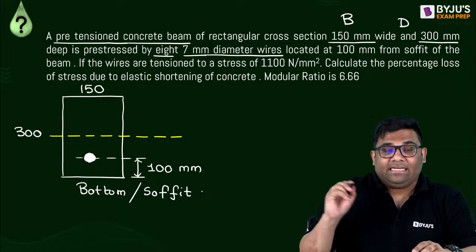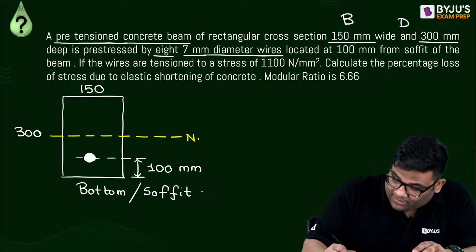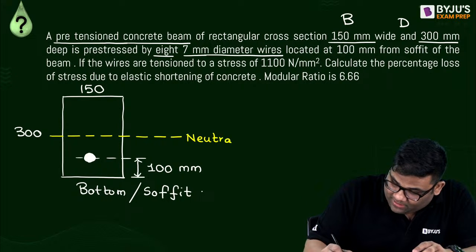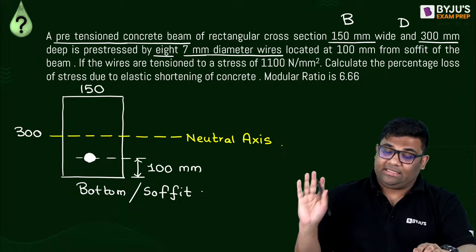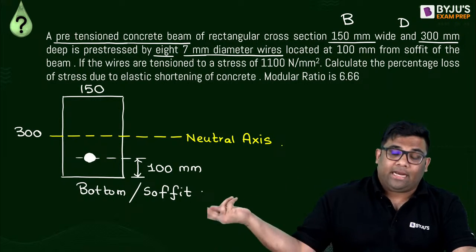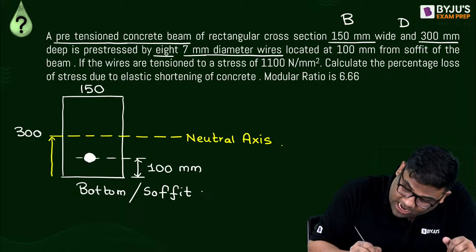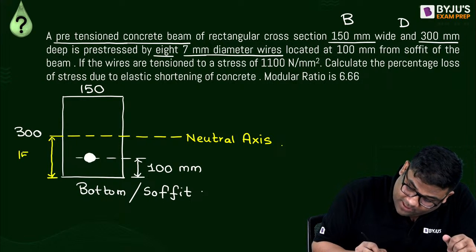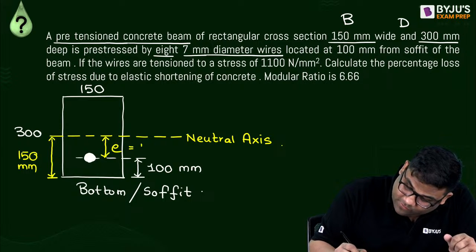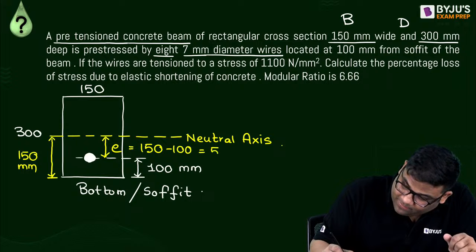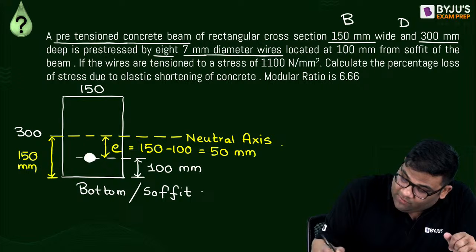Common sense. Eccentricity is always from where? From the neutral axis. हमेशा आपका eccentricity neutral axis से ही आएगा. देखिए ये 300 का है तो ये आधा हो जाएगा. It will be half, so it will be 150, and this is given as 100. So obviously your eccentricity is 150 minus 100, that is your 50 mm. So we found our eccentricity.